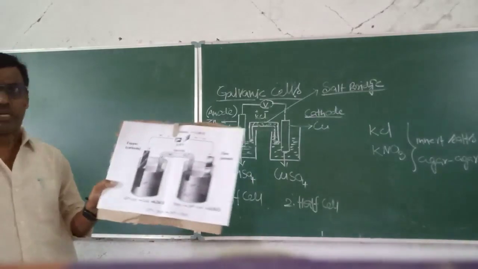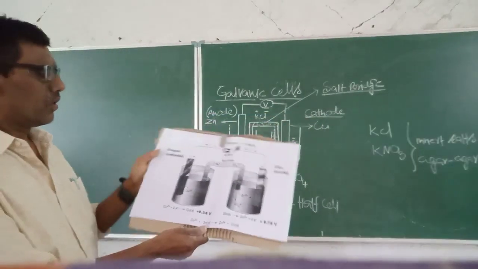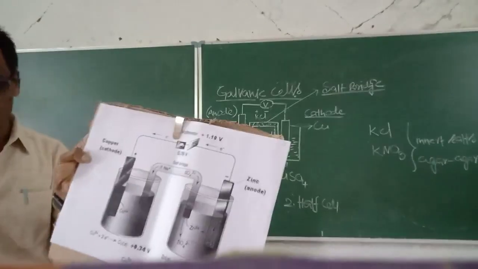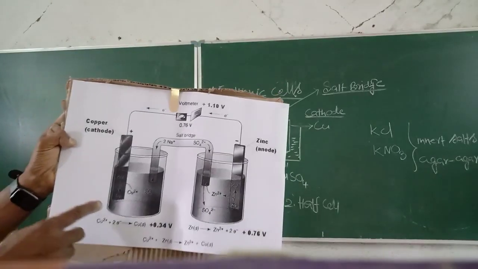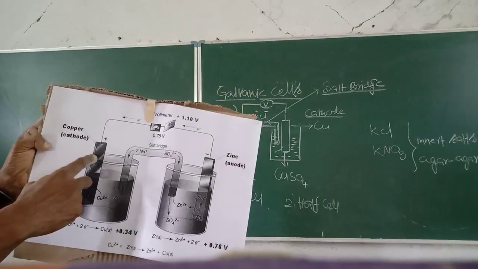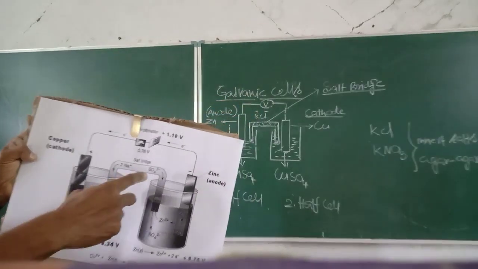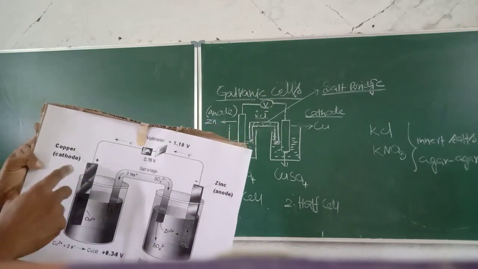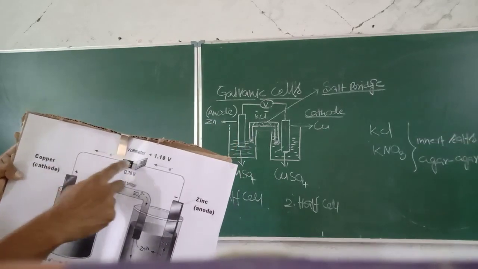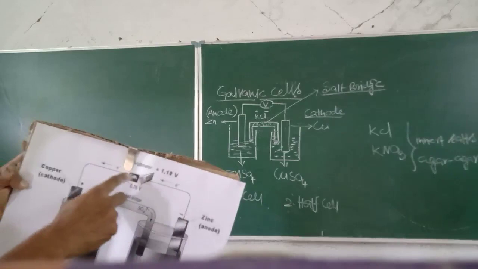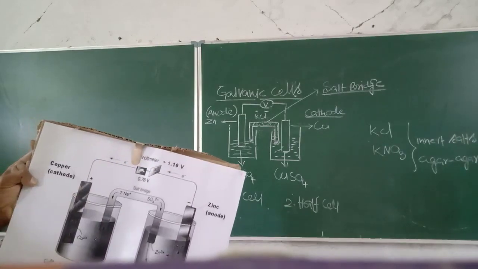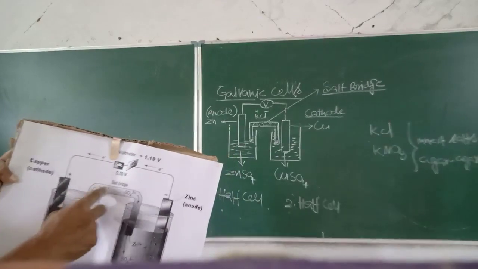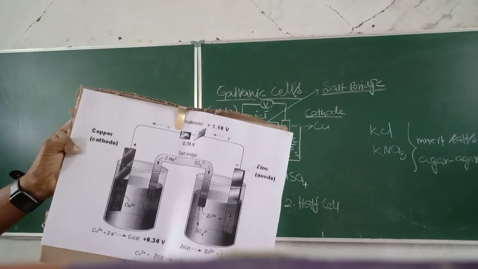You can see now, this is the galvanic cell. A copper rod is dipped in copper sulfate, and a zinc rod is dipped in zinc sulfate. They are connected externally by a wire through the voltmeter, and internally these two half cells are connected through a salt bridge.